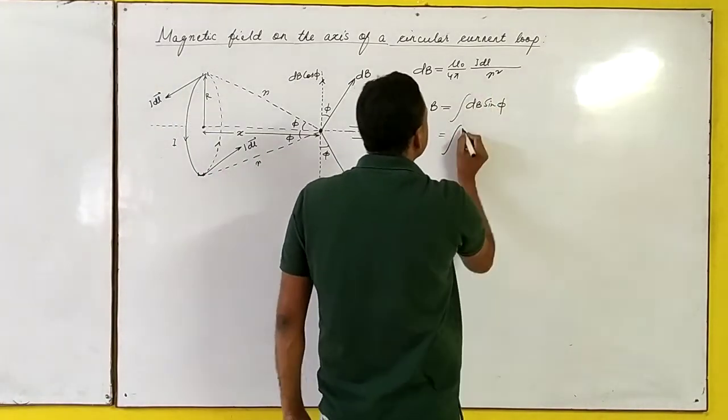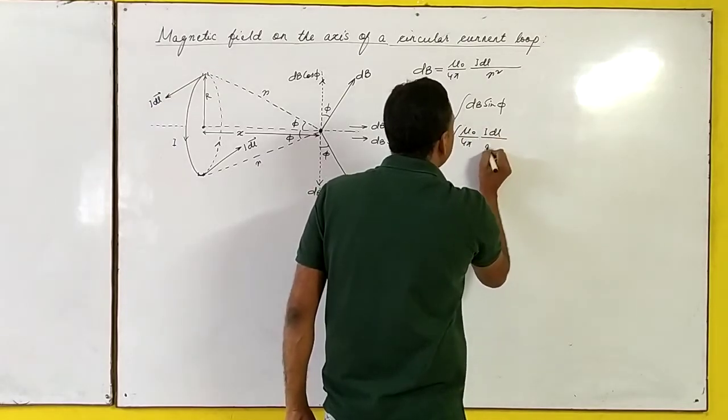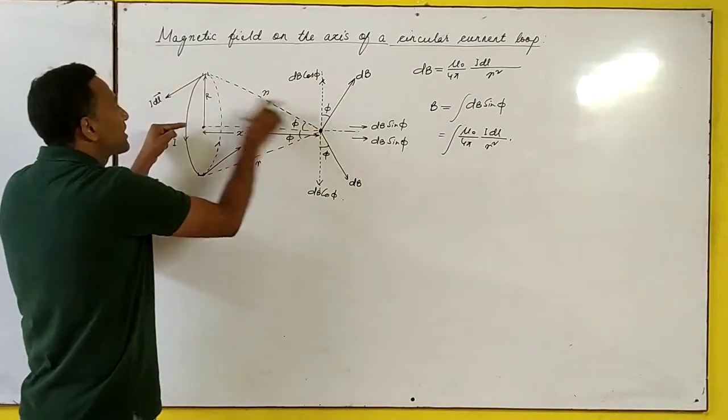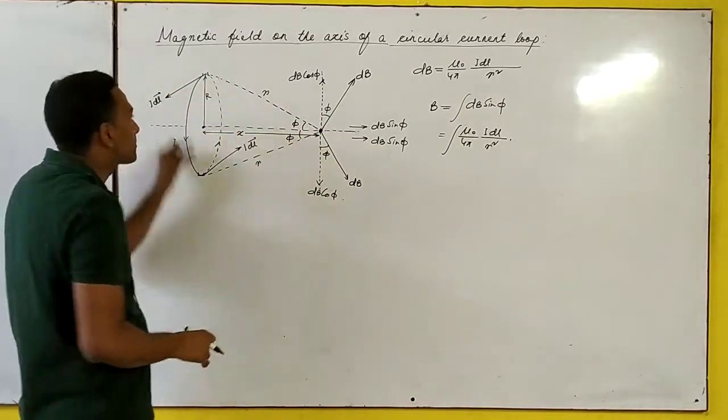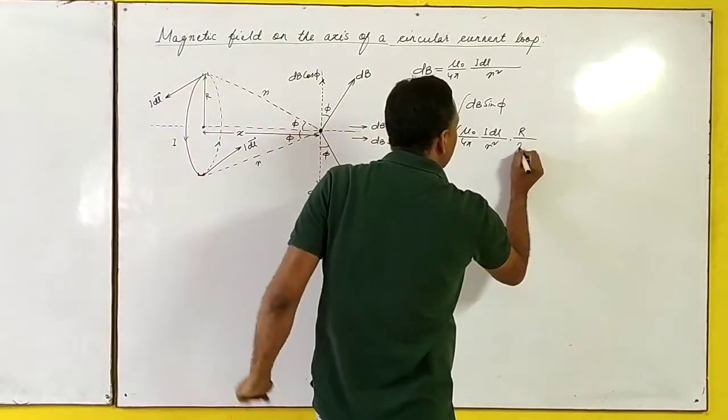So dB is going to be mu0 by 4 pi I dl divided by r square. And sin phi, from the diagram, you see, take this right angle triangle. Sin phi is perpendicular by hypotenuse. Perpendicular is R. Hypotenuse is small r.